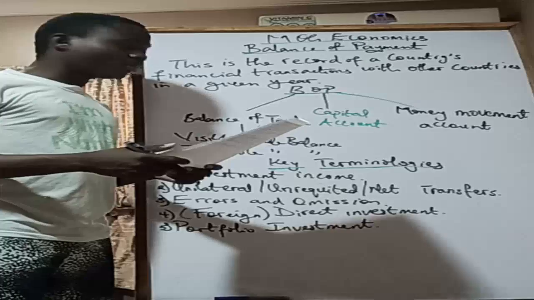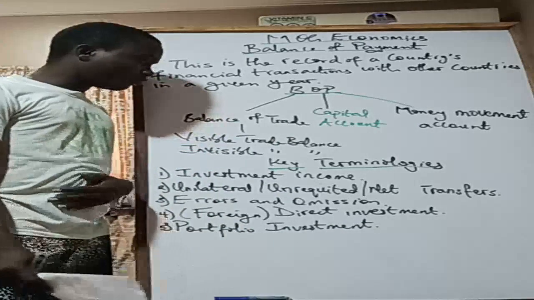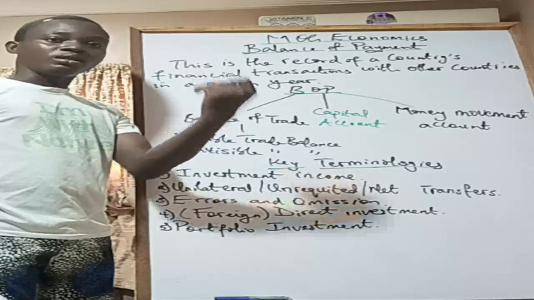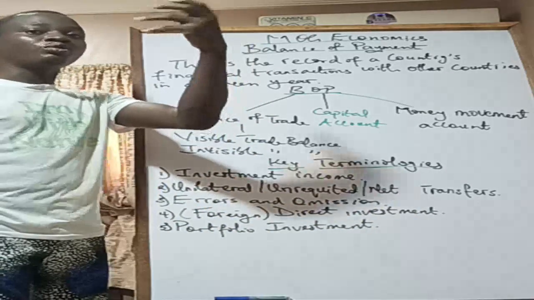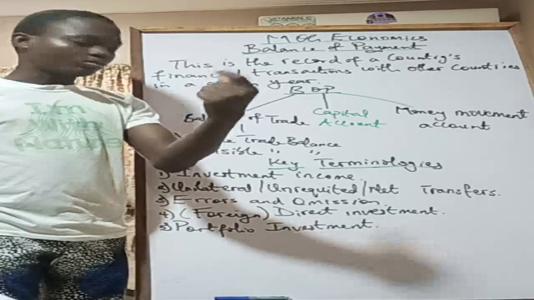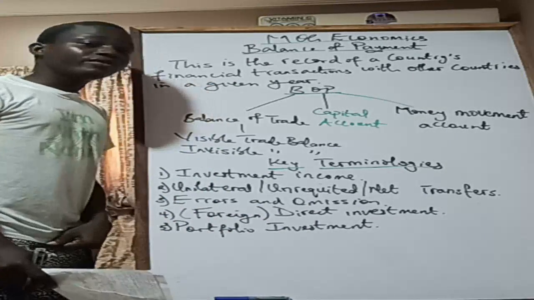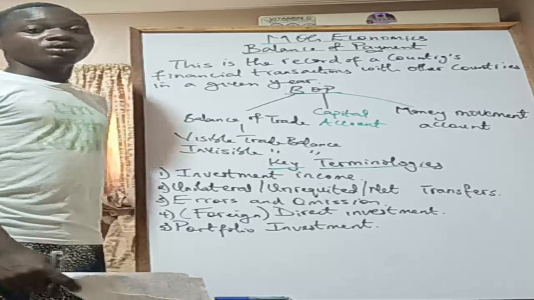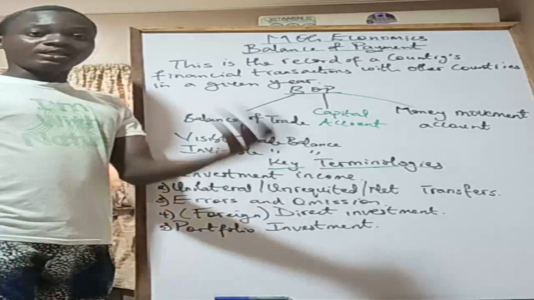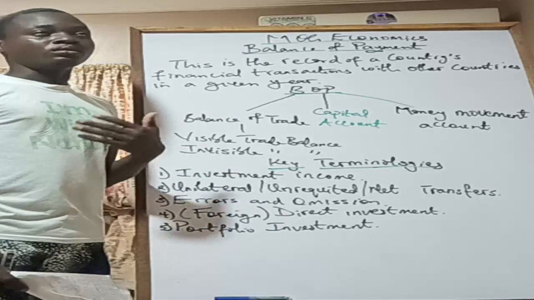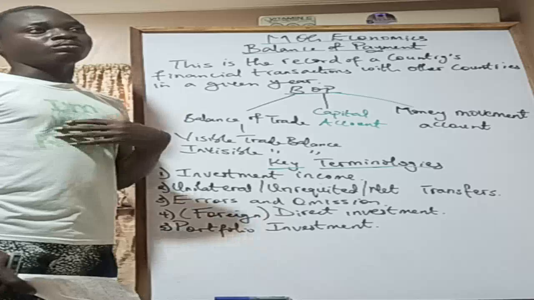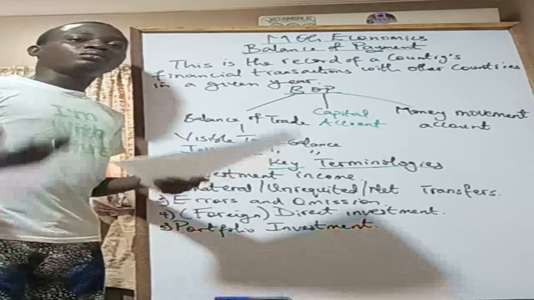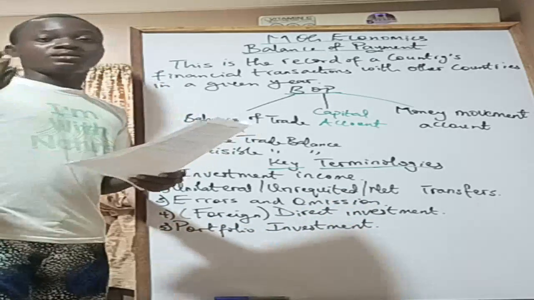So we have key terminologies that I want us to understand from this class, because by the time we're given a balance of payment question, you have to identify each of the items on it. So what does investment income mean, right? So investment income is basically the income or the reward generated from an investment.